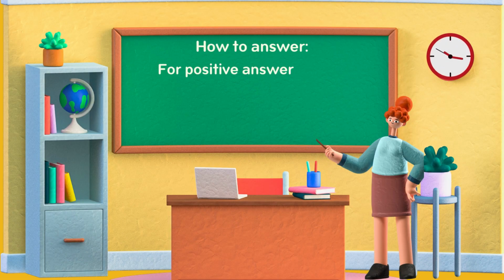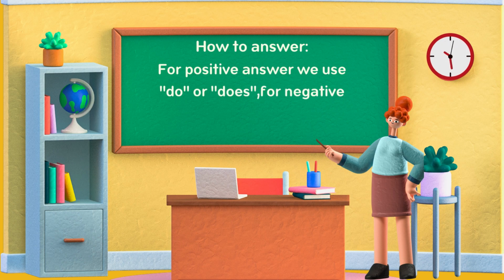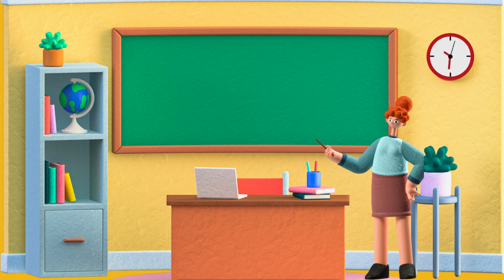So far, we learned how to make questions. Now, we want to learn how to answer them with do or does. For positive answers, we use do or does. For negative answers, we use don't or doesn't. Let's take a look at some examples together.